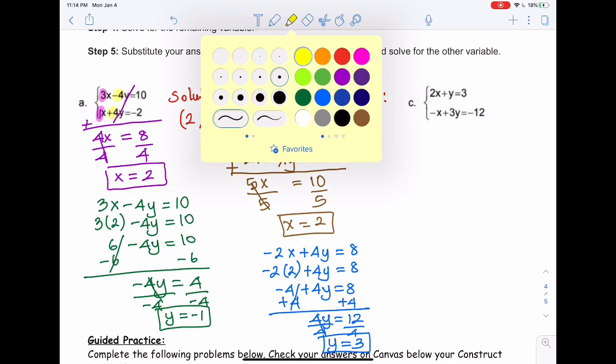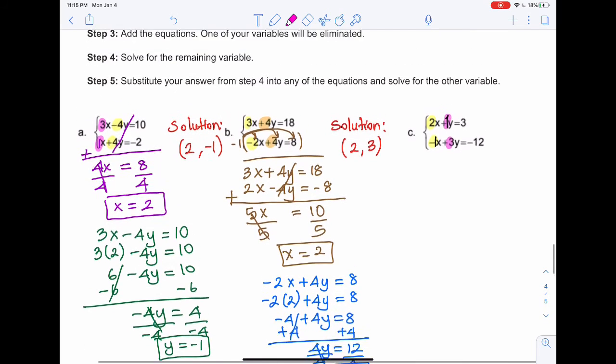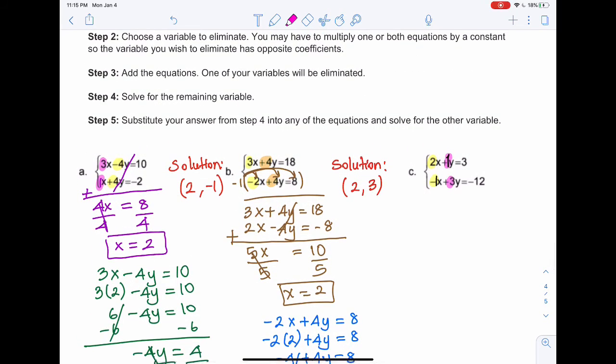Okay. Let's continue with our third, which is the last system. I am going to start with, again, highlighting our coefficients. We have 2 here, and we have an invisible 1, which is negative 1 for the second x coefficient. And then same thing with y, we have 1 and we have 3. That means if we go back to step 2, we may have to multiply one or both equations by a constant so the variable you wish to eliminate has opposite coefficients.